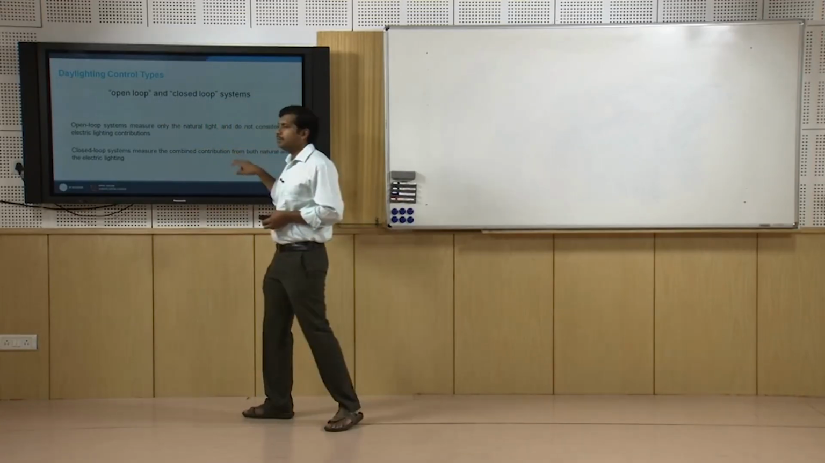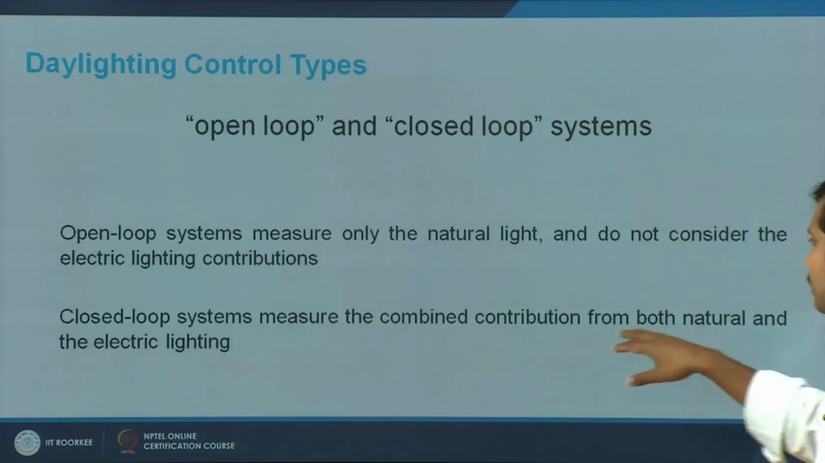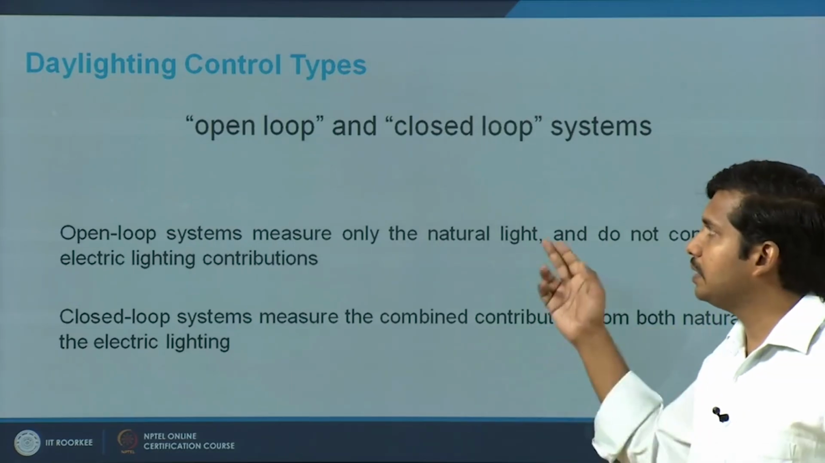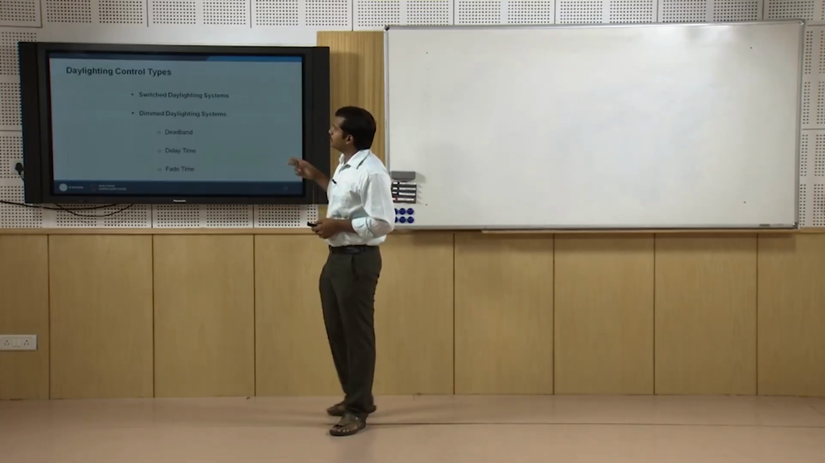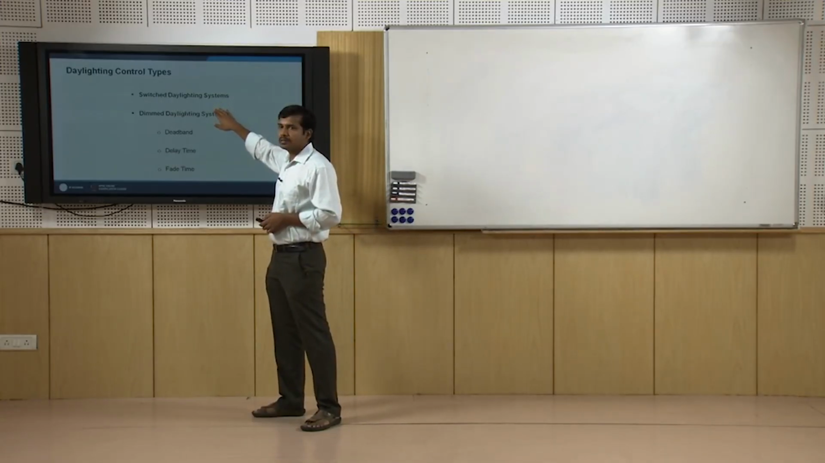Open loop system measures only the natural light and does not consider the electric light contribution. In the closed loop system, it is measuring the combined contribution from natural and artificial lighting. There are two different types of lighting control systems, one is a switch based or switching daylight control system, the other is a dimming daylight control system.